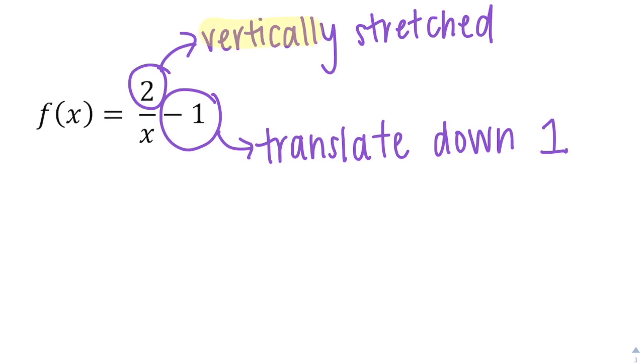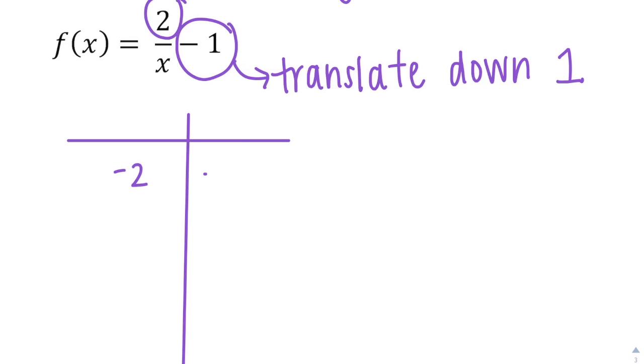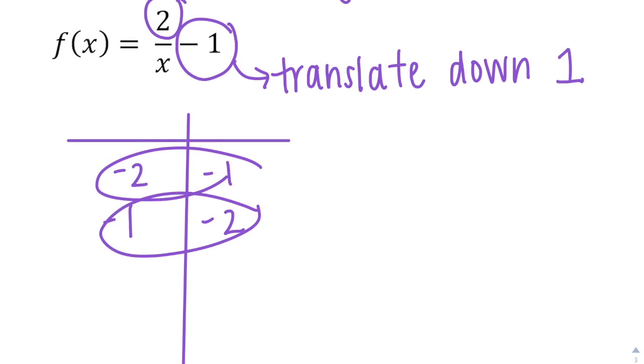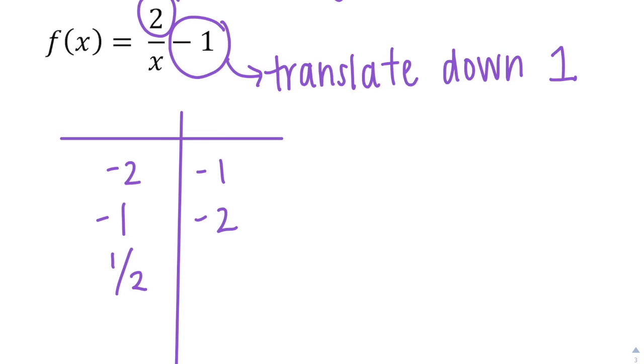So I'm going to start with the vertically stretched part, and then all I have to do is just take all those points and slide them down by 1. So if I plug in -2, 2 divided by -2 is going to give me -1. If I plug in -1, 2 divided by -1 is going to give me -2 because those flip. If I have 2 divided by 1/2, 2 divided by 1/2 is going to give me 4. If I plug in 4, 2 over 4 is 1/2.